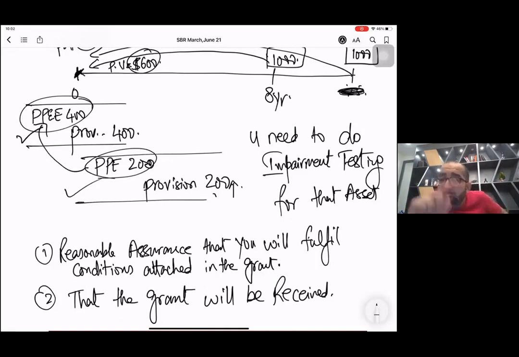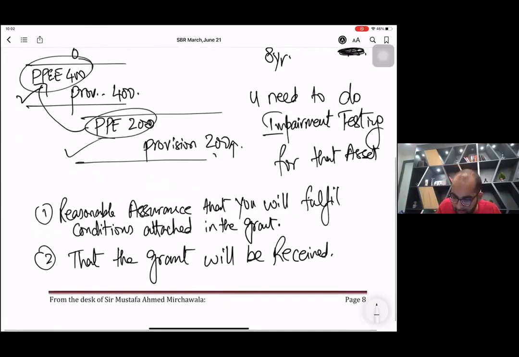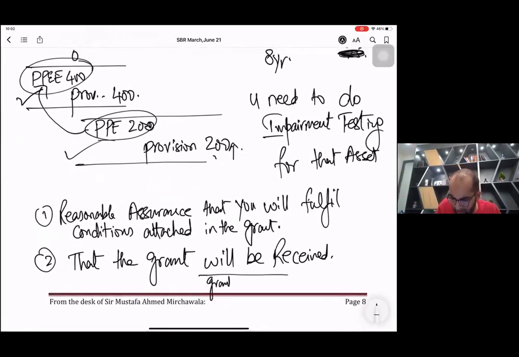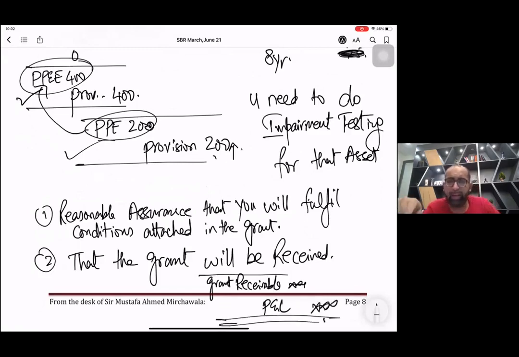And point number 2, that the grant will be received. That means the government authorities have also approved or issued a letter to us: yes, we will give you the grant. So the day we receive this approval or confirmation, then we'll make the entry. Then we'll make the entry: grant receivable debit and P&L credit.